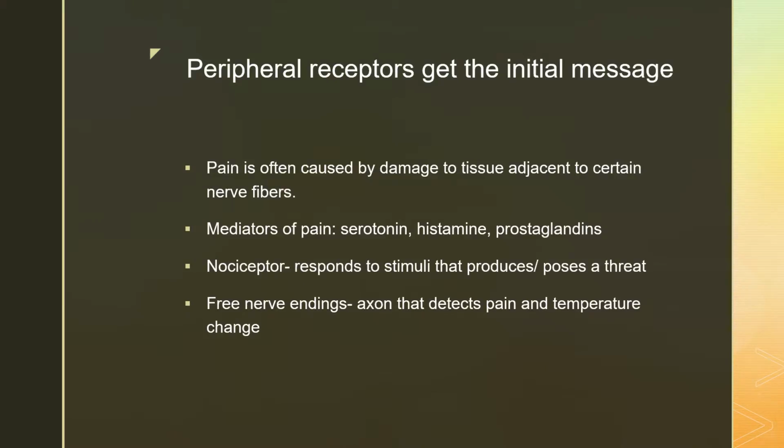Peripheral receptors get the initial message. Pain is often caused by damaged tissue adjacent to certain nerve fibers. Mediators of pain include serotonin, histamine, and prostaglandin. Nociceptors respond to stimuli that produce or pose a threat. Free nerve endings are axons that detect pain and temperature change.